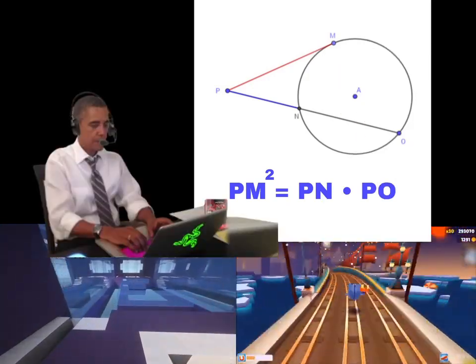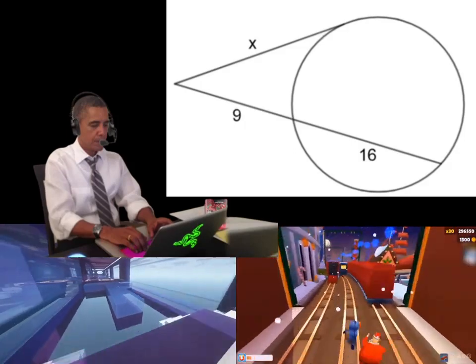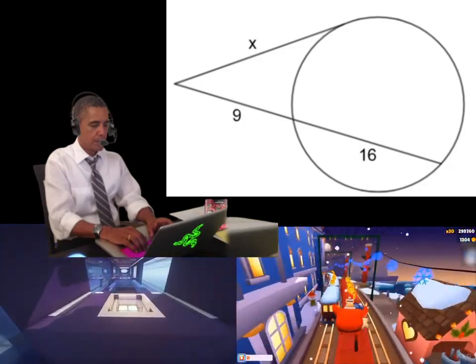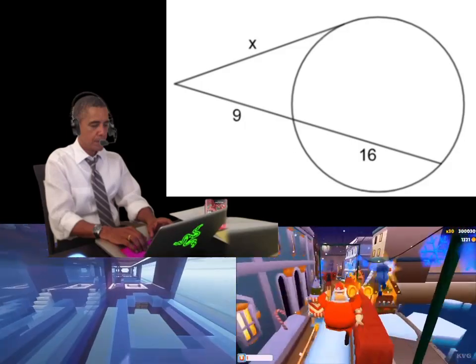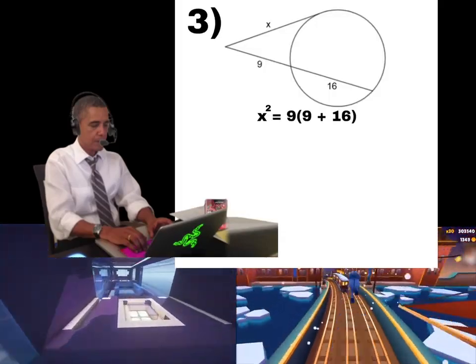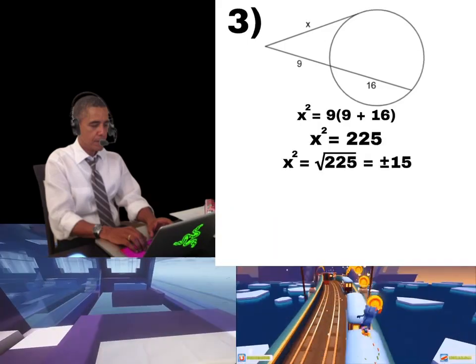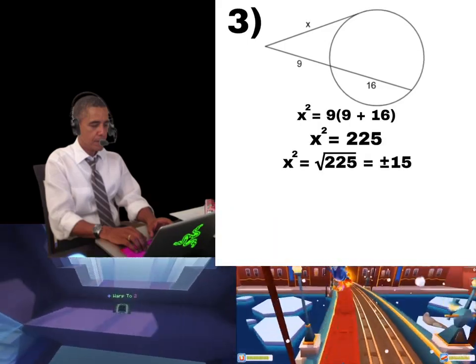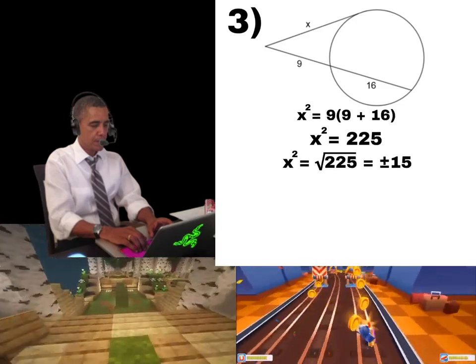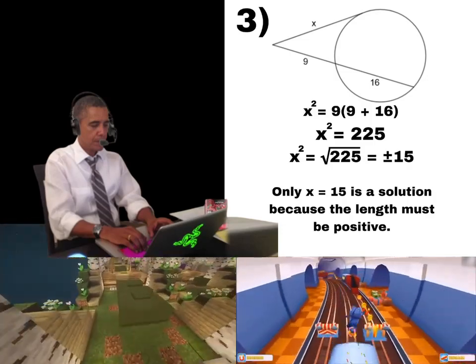Let's do an example. In this example, we set it up by squaring the tangent and having it equal to the product of the segments in the secant, multiplying the other two segments, which would be x squared equals 9 distributed into 9 plus 16. Then you simplify, which makes it x squared equals 225. And after that, you cancel the square by getting the square root of 225, which comes out to positive or negative 15. And because length is positive, the one answer is 15.